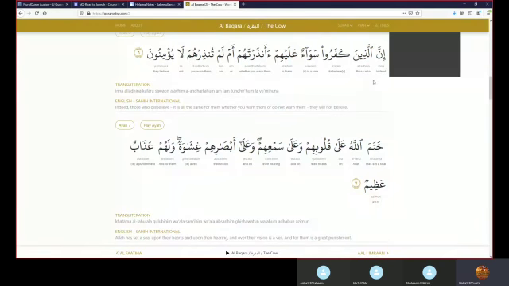Okay, so ayah number 6, I'll start from ayah number 6. I'll just read the ayahs first, and then I will read the word by word, and then we'll explain, inshallah. A'udhu billahi minash shaitanir rajim.